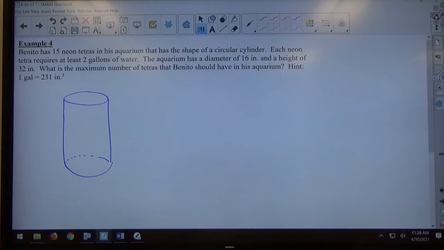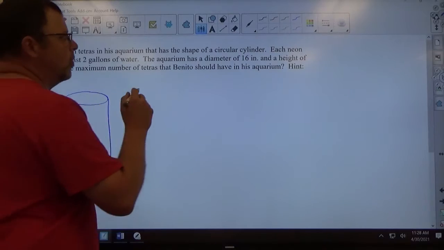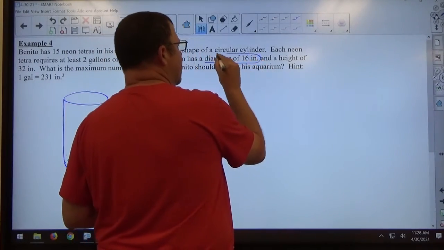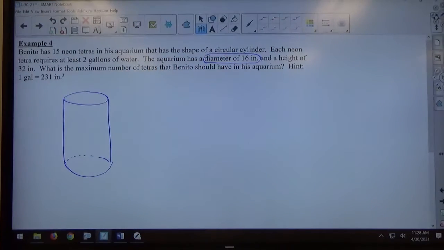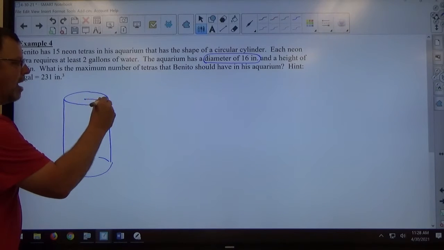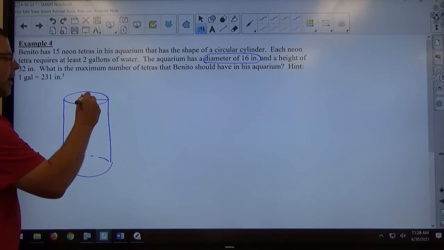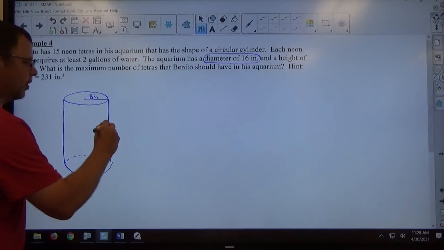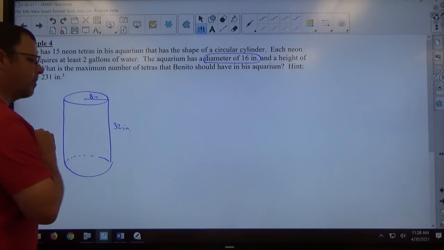Now, it says the aquarium has a diameter of 16 inches and a height of 32 inches. Be careful with circular cylinders. Sometimes they give you diameter, sometimes they give you radius. What you need is radius. So if they give you diameter, how do you find radius? Divide by 2, right? It's just half, right? So the diameter is 16 inches, my radius is 8 inches. And it says the height of the tank is 32 inches, so 32 inches high.